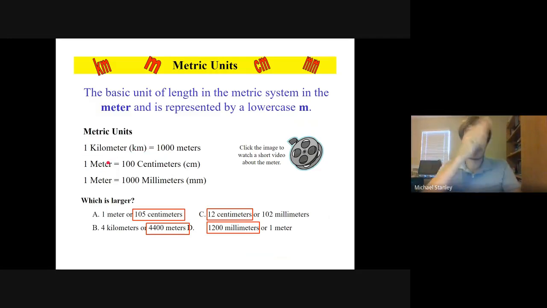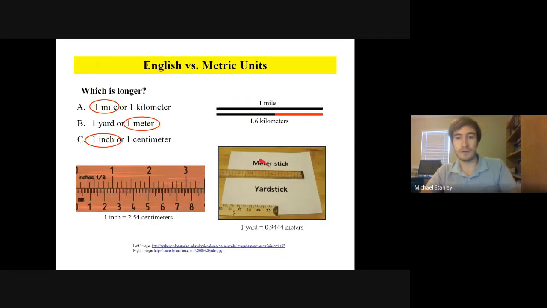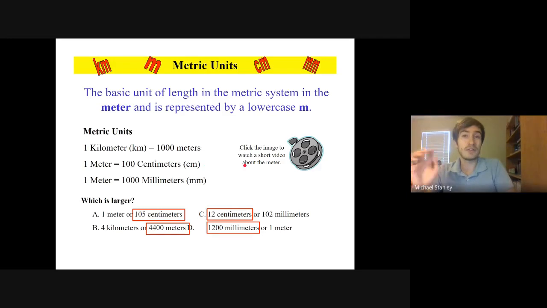1 meter can also be broken up into smaller pieces. So a meter is made up of 100 centimeters. This meter stick right here goes all the way from 0 to 100 centimeters at the end. Or if we wanted to break it down into smaller units, a meter can also be classified as 1,000 millimeters. So a millimeter is even smaller than a centimeter. There are 1,000 of them in 1 meter.